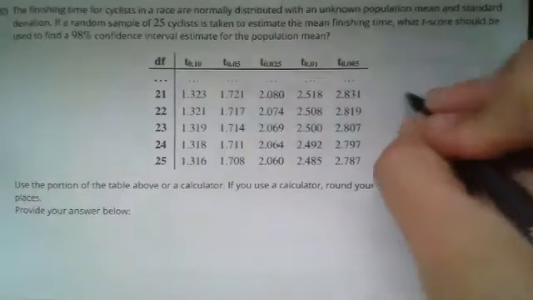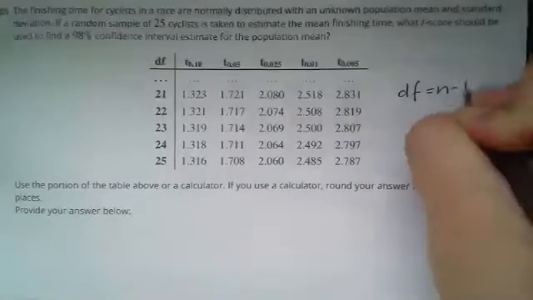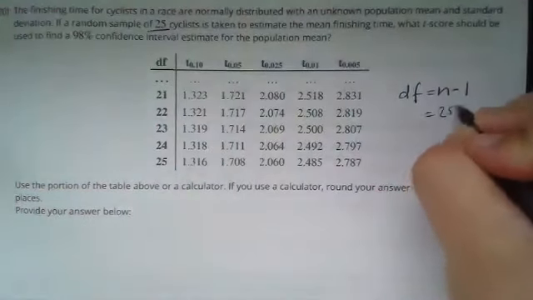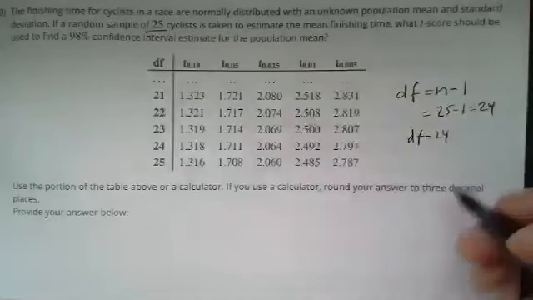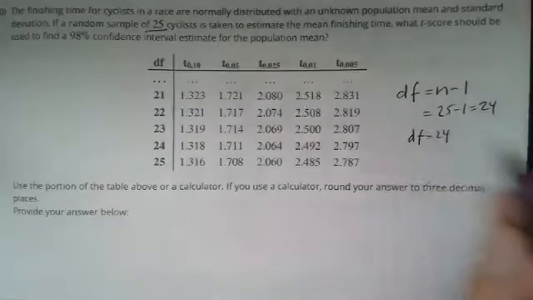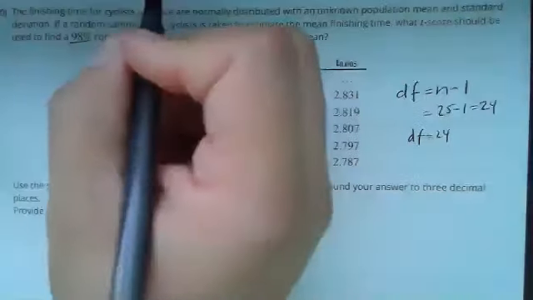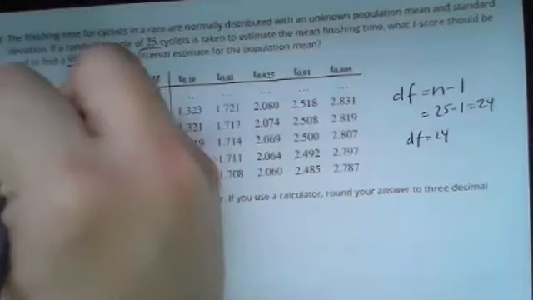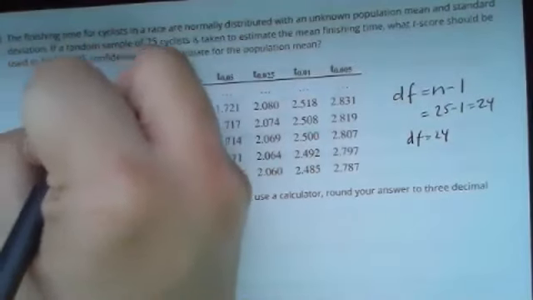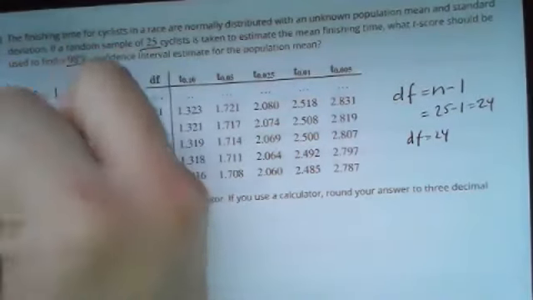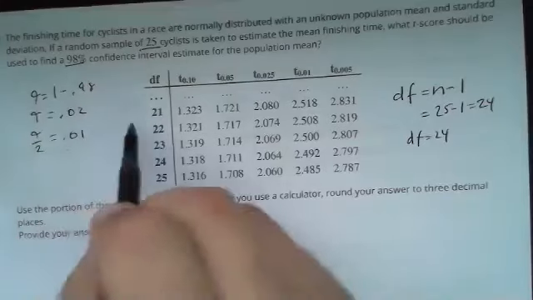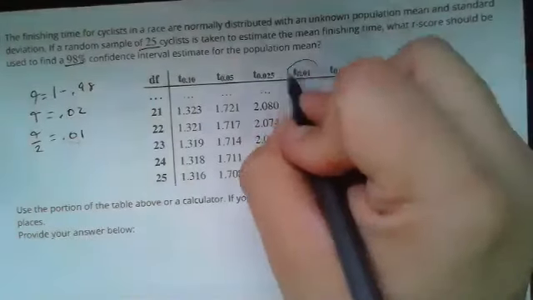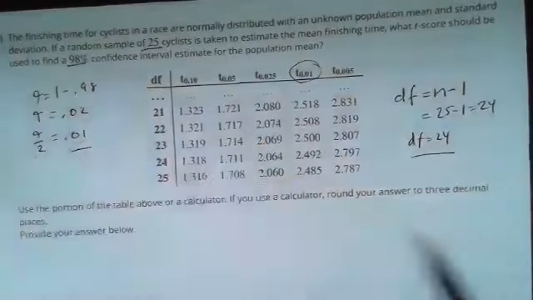And we need to remember for t distribution, degrees of freedom is n minus 1. Well, n is 25, okay? So that's 25 minus 1, that's 24. So your degrees of freedom is 24. And then also, we need to know alpha over 2, right? So the 98% is your confidence level. So alpha is 1 minus 0.98, so alpha is just 0.02. But then alpha over 2 is 0.01. So we're looking for a t-score, t of 0.01 and degrees of freedom of 24.